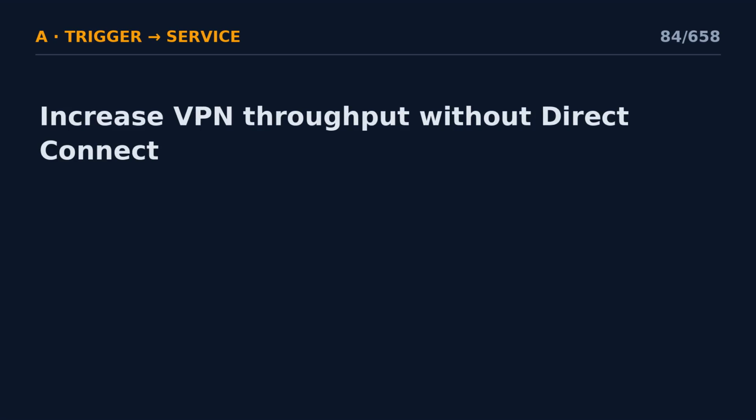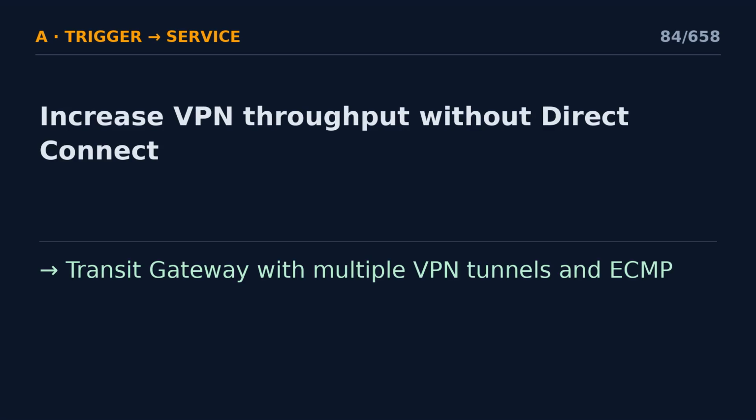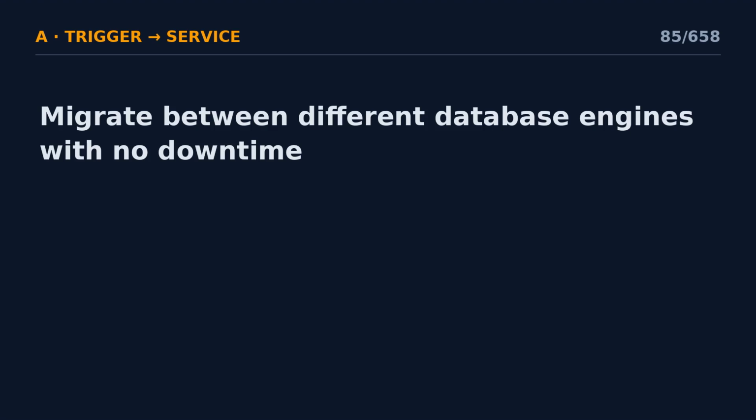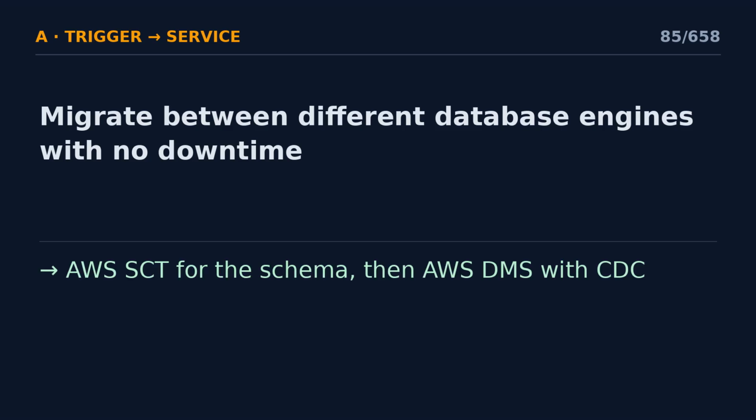Increase VPN throughput without Direct Connect. Answer: Transit gateway with multiple VPN tunnels and ECMP. Migrate between different database engines with no downtime. Answer: AWS SCT for the schema, then AWS DMS with CDC.